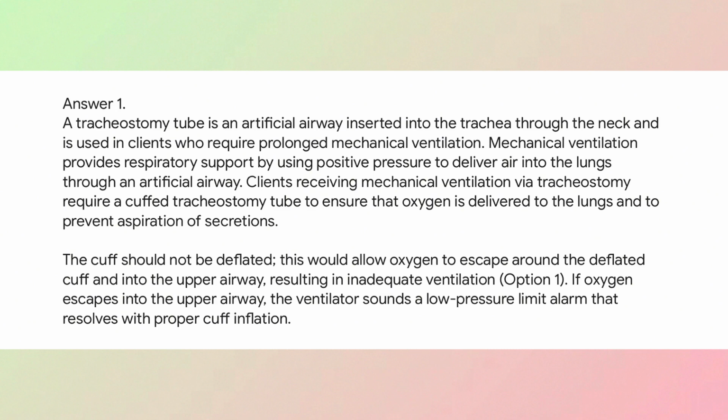Answer 1. A tracheostomy tube is an artificial airway inserted into the trachea through the neck and is used in clients who require prolonged mechanical ventilation. Mechanical ventilation provides respiratory support by using positive pressure to deliver air into the lungs through an artificial airway.